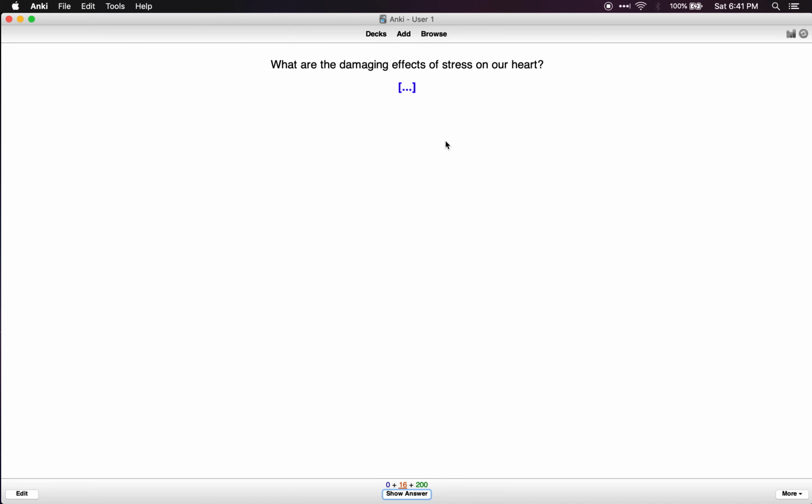Damaging effects of stress on our heart. So stress, again, increases blood pressure. So increased blood pressure will cause hypertension, which can lead to coronary heart diseases.